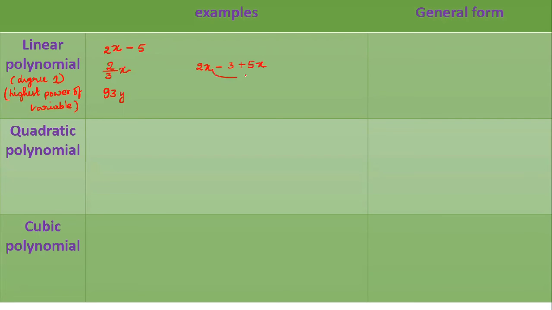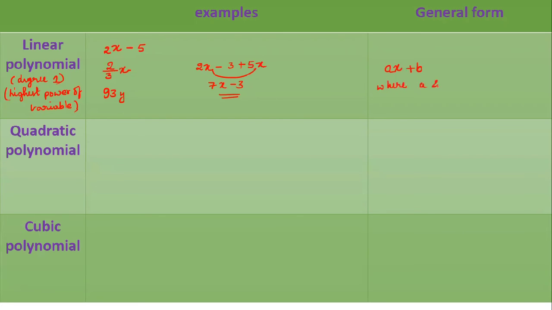2x minus 3 plus 5x. Don't say it consists of 3 terms because 2x and 5x are like terms. So we have to write it as 7x minus 3. We cannot write 2 like terms in a polynomial because we can add or subtract like terms. So 7x minus 3 consists of 2 terms. So at most 2 terms we can write in a linear polynomial.